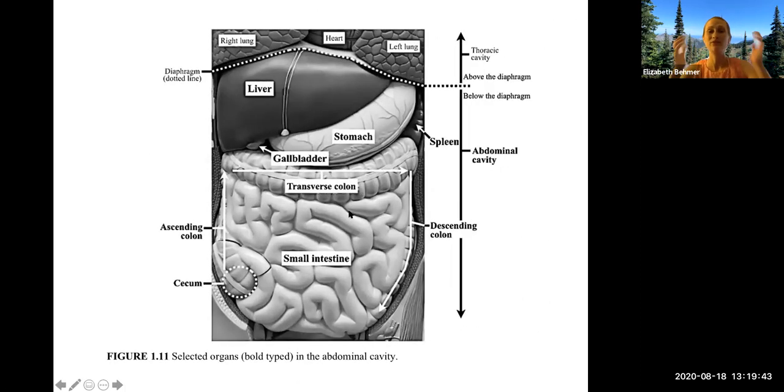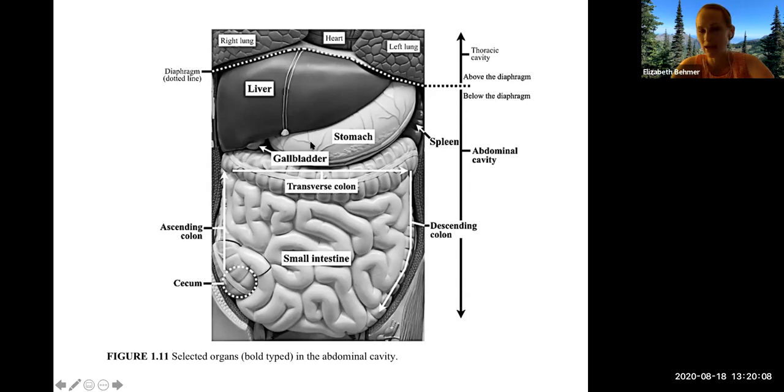So this first lab is to just get you oriented with what are some of the major organs in the body and where they're located. Some of you might know this already, but you should be able to label a picture like this and know where all the organs are. So your right lung and left lung with the heart in between. Your diaphragm separates out that thoracic cavity from the abdominal cavity below it.